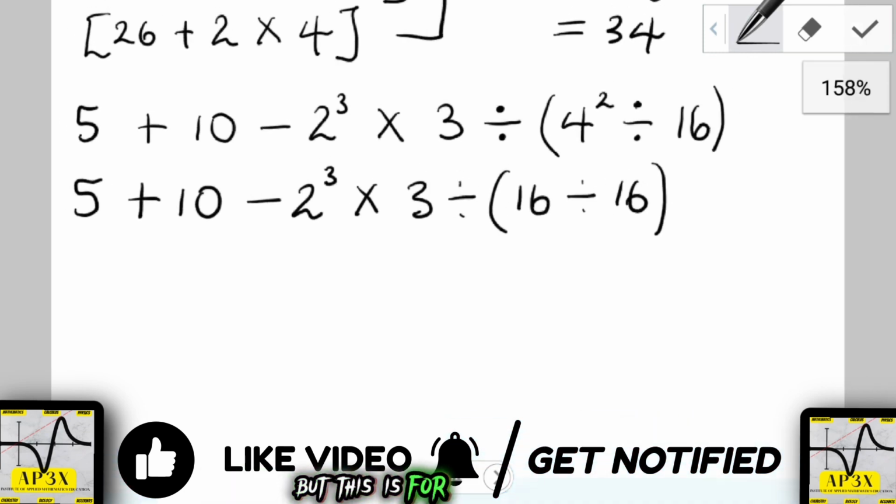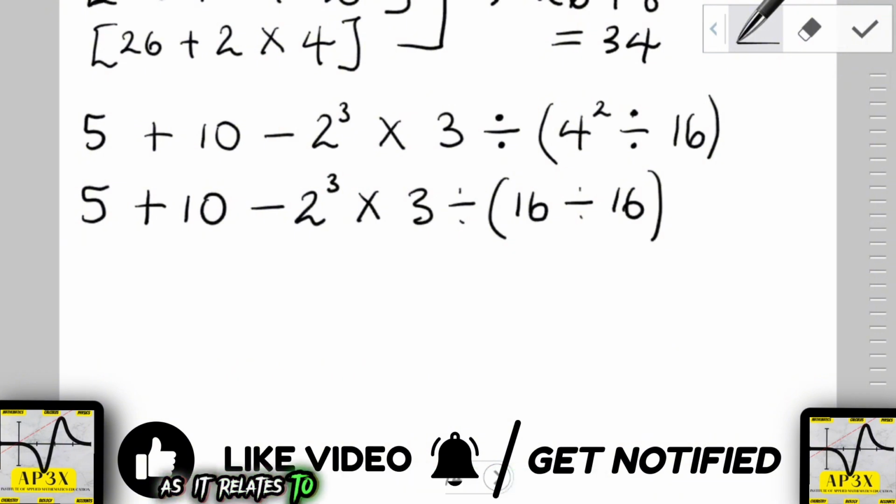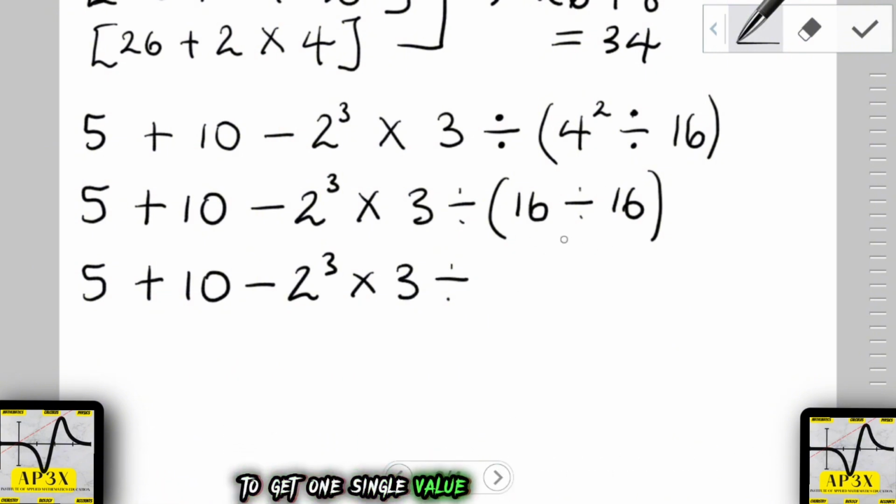But this is for the student who may be a little bit confused as it relates to taking multiple steps at the same time. 5 plus 10, take away 2 cubed, multiplied by 3, divided by... now I'm about to get one single value for my answer inside the bracket. The bracket can now disappear. So that 16 divided by 16 is in fact 1.